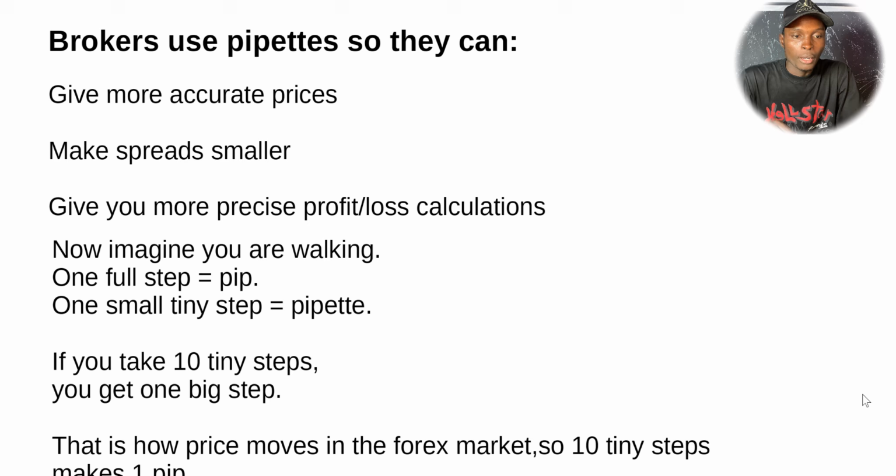Now, why brokers? Now let's talk about some of the reasons brokers use pipettes. They use pipettes to give you accurate prices. All right. Now, pipettes can actually give you more precise price movements in the market. They give you smaller spread. They give you more precise profit and loss calculations, like I said.